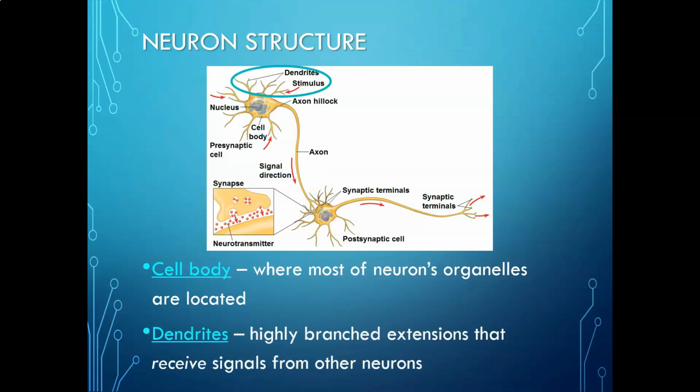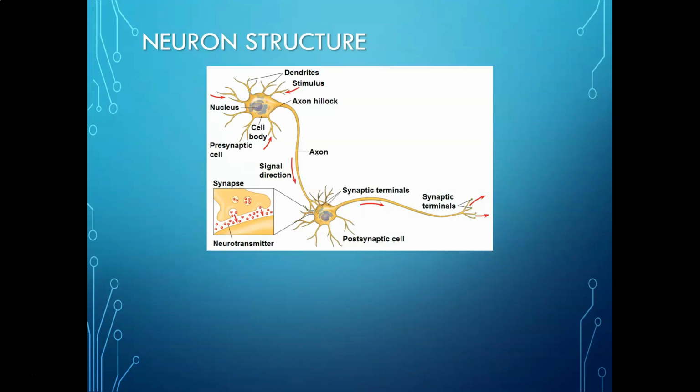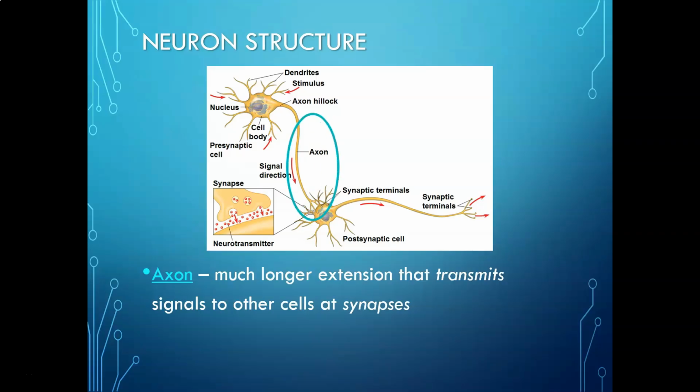Coming off of that cell body are your dendrites, and these are highly branched extensions that receive signals from other neurons. So this is where the incoming information comes from and to. If we look at the opposite end, then that's your axon. So the dendrites bring in the information, your cell body decides what to do with it, and then the axon is a much longer extension coming out of the opposite end of that cell body that will then ultimately transmit or send a signal somewhere else. And usually the ends of those axons send signals at these things called synapses.